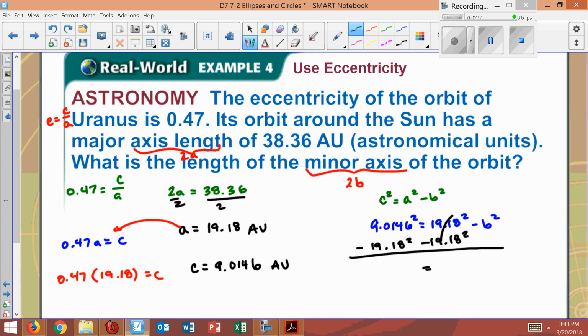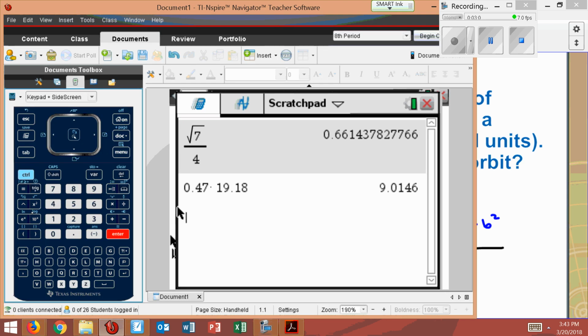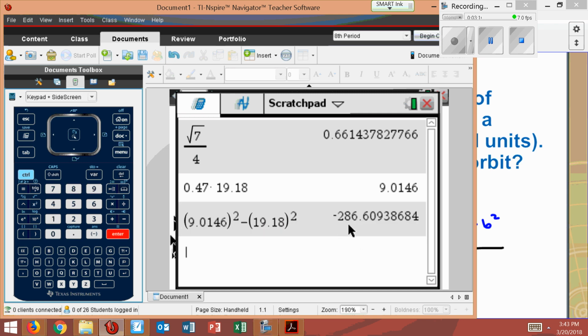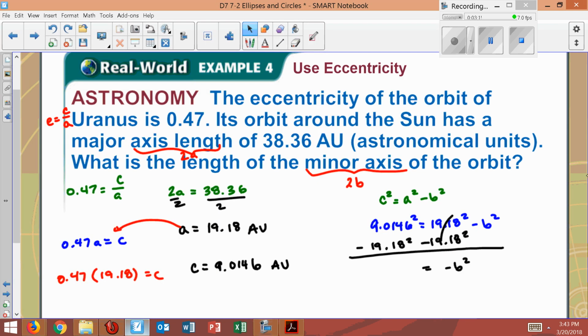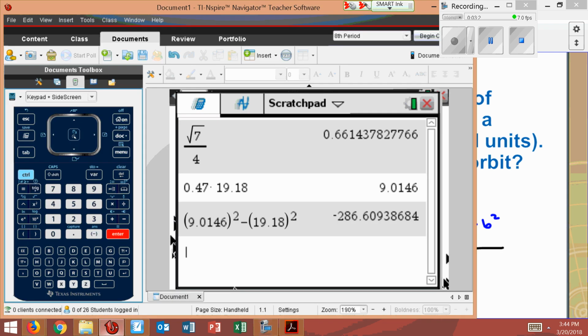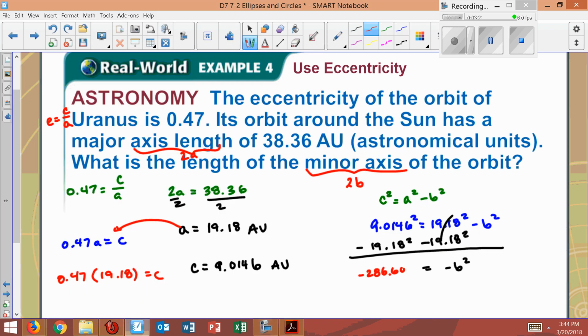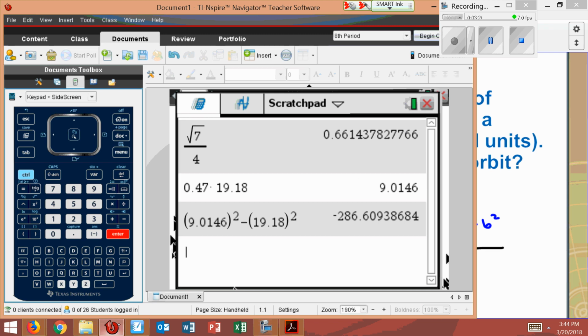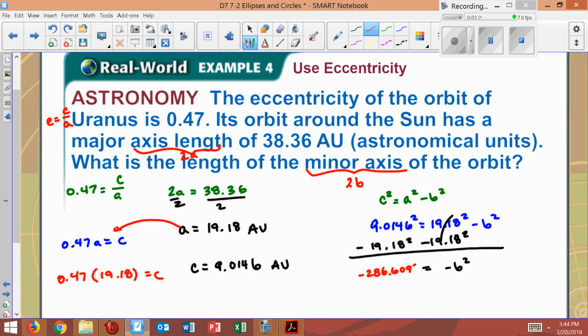That goes away. I know on the right I'll have negative B squared. Let's see what this is on the left. So we come over here, we take this number, we square it, and then I subtract 19.18 squared. That gives me my B, or rather negative B squared. So negative B squared is negative 286.39, and this would be in astronomical units as well.